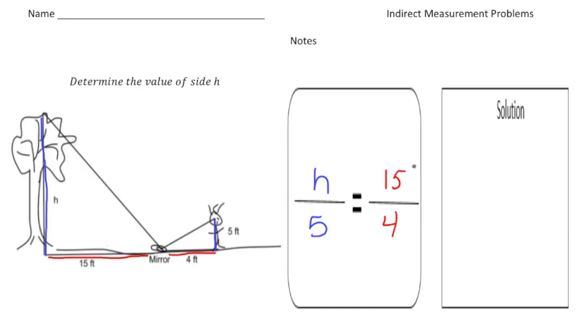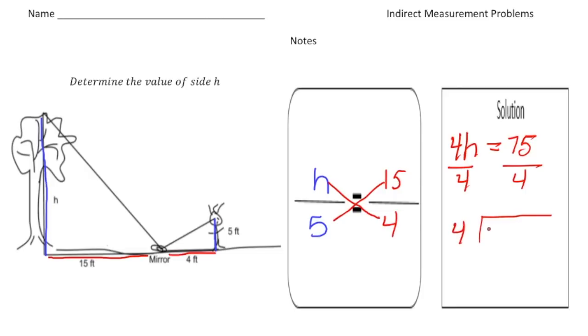Now that we have our proportion, we can use cross products to solve. So I know that h times 4 is going to be 4h, and that's going to equal 15 times 5, which is 75. Now we're going to use a little bit of algebra to solve for h, so we're going to divide both sides by 4. And I know 4 goes into 75.